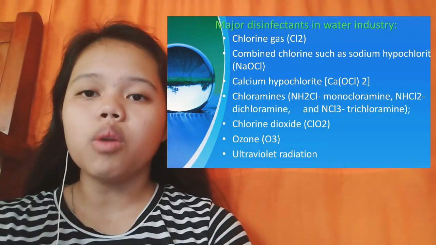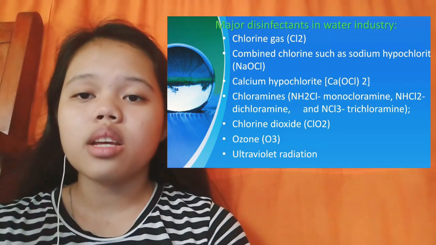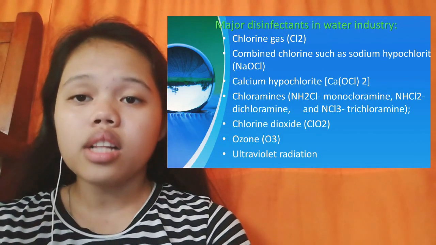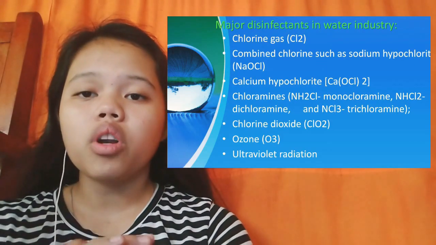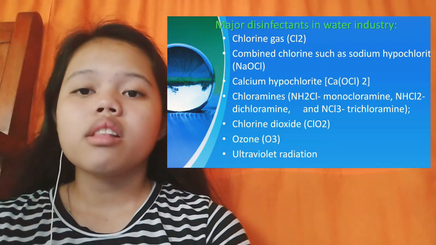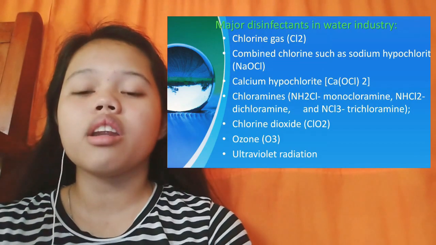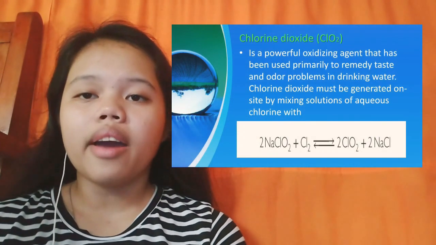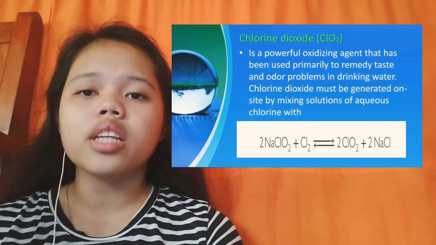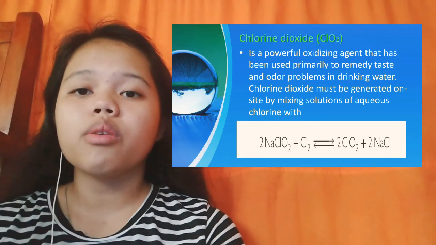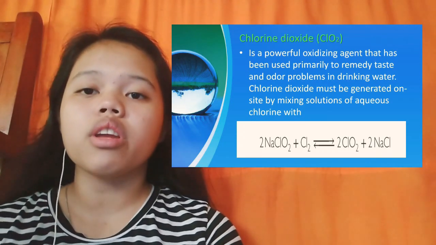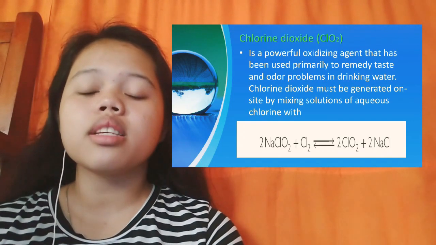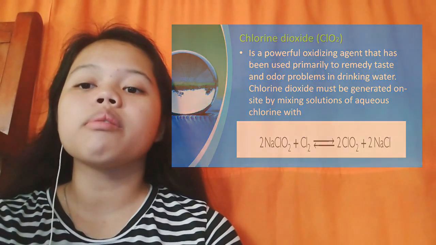Major disinfectants in the water industry. Chlorine gas, combined chlorine such as sodium hypochlorite, calcium hypochlorite, chloramines, monochloramine, dichloramine, trichloramine, chlorine dioxide, ozone, ultraviolet radiation. Chlorine dioxide is a powerful oxidizing agent that has been used primarily to remedy taste and odor problems in drinking water. Chlorine dioxide must be generated on-site by mixing solutions of aqueous chlorine.